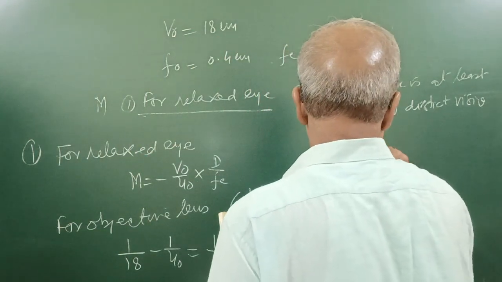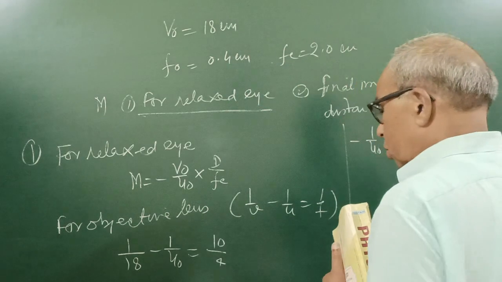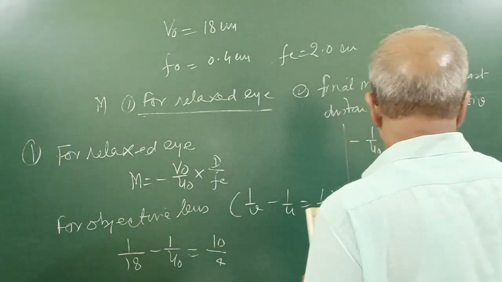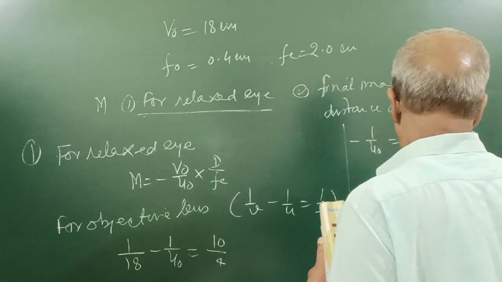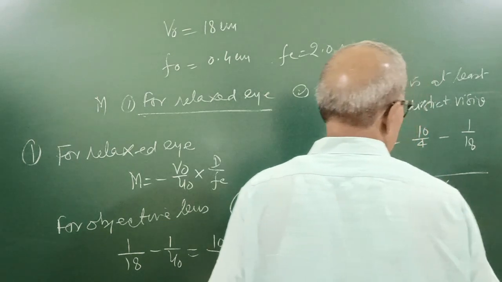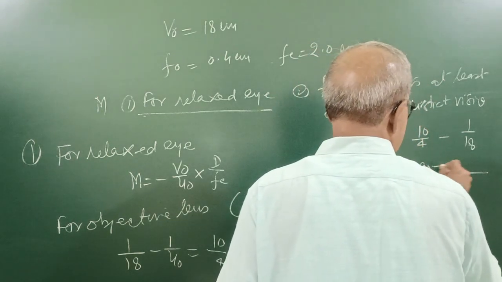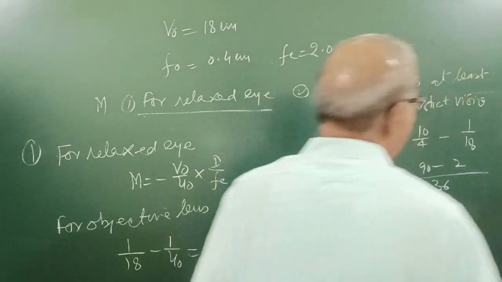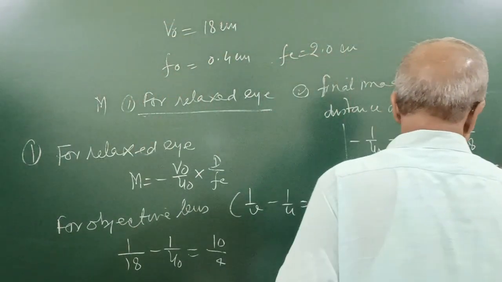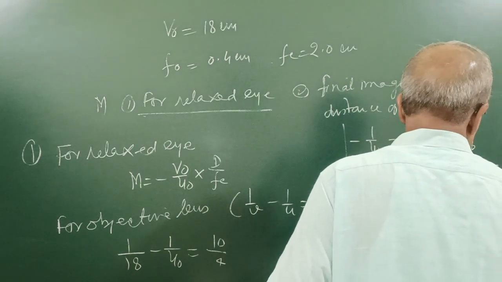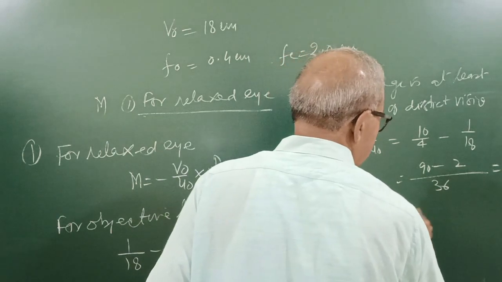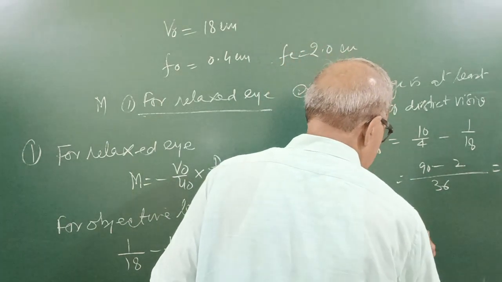From here, minus 1 upon UO equals 10/4 minus 1/18. The LCM is 36. 4 nines are 90, minus 2, 18 twos are 36, so it will be 88 upon 36. So UO we have got is minus 36 upon 88.